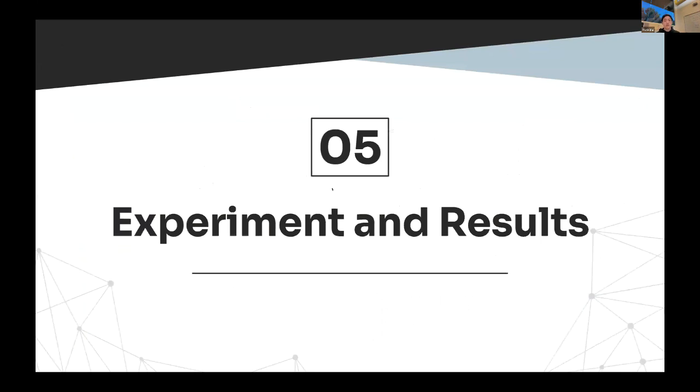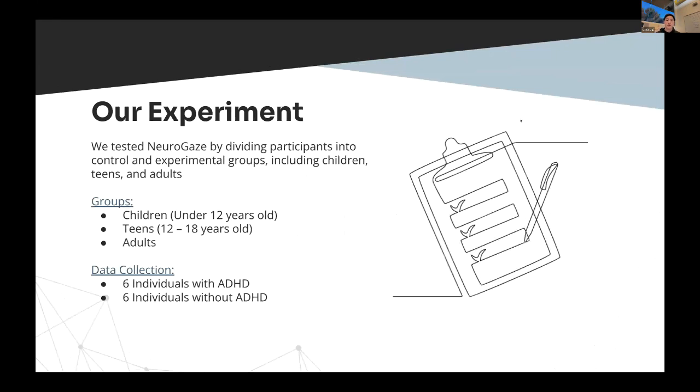Yeah, so now moving on, we're going to talk about the experiment that we conducted in testing the accuracy of NeuroGaze and the results we attained from this test. So in our experiment, we tested NeuroGaze by dividing participants into a control group and an experimental group. This included children, aged under 12 years old, a teen group, from 12 years old to 18 years old, and an adult group, which is above 18.